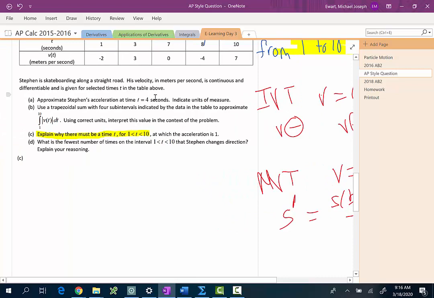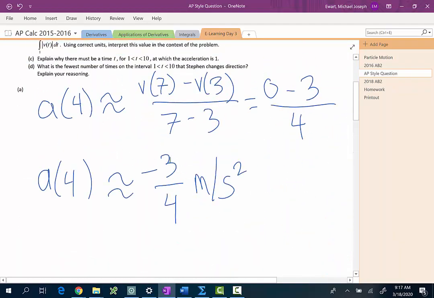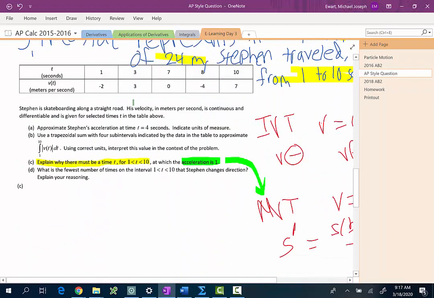So with C, they want to know, explain why there's an acceleration that is 1. Immediately I'm thinking more along the lines of MVT to start, because we want to know that there's an acceleration of 1. Now this one's actually really tricky, because we saw a couple of these where it was acceleration 0, and then we were looking for the same number, like a 3 and a 3. Well, this one doesn't want 0, it wants 1. This one we actually have to use both MVT and IVT, because if I look up here, the acceleration at 4 was negative 3/4, but it wasn't 1. And nowhere in here, if you do y2 minus y1 over x2 minus x1, will you get 1.